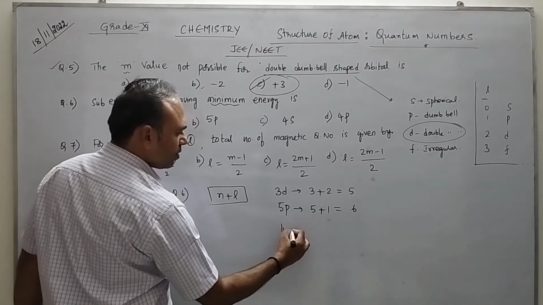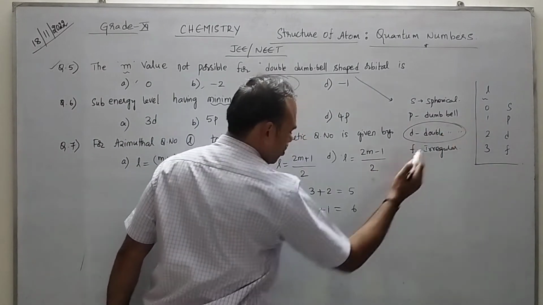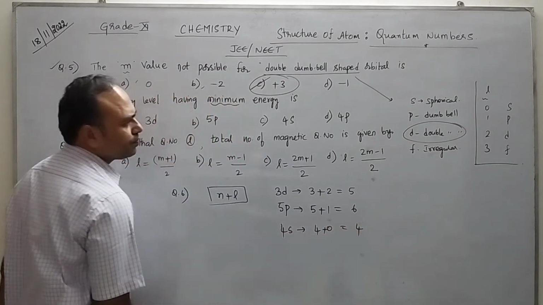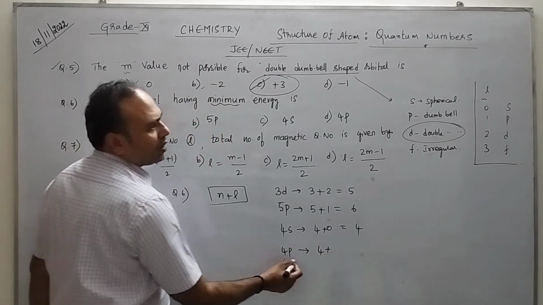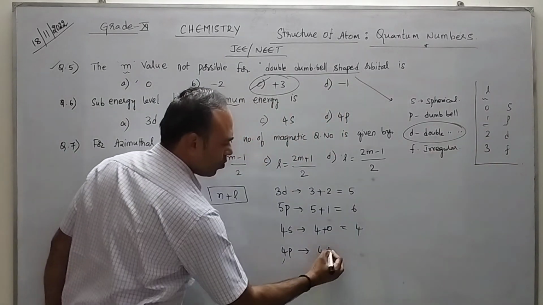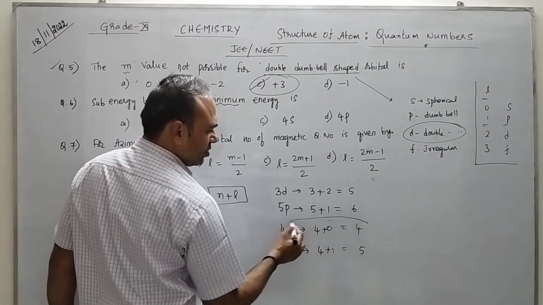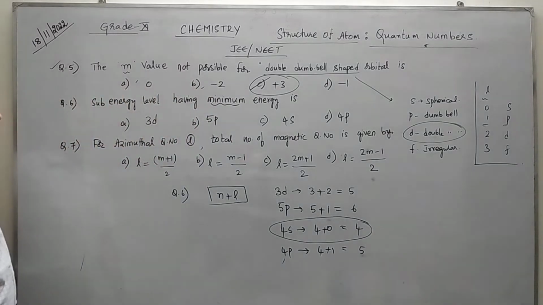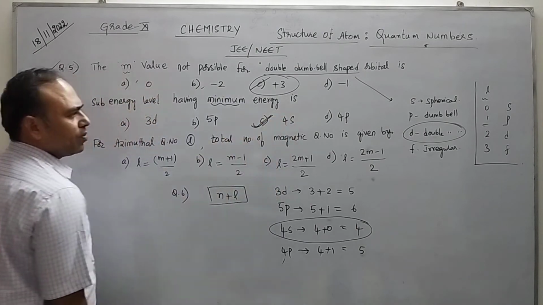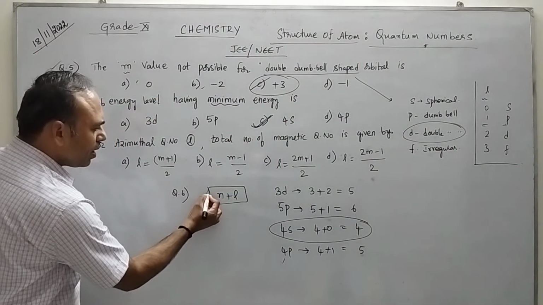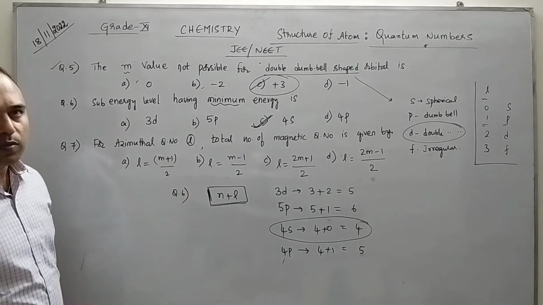Next comes 4s. The n value is 4. And what is the value of s? 0. 4 plus 0 we get 4. Last one, 4p. The n value is 4. And what is the value of L? 1. 4 plus 1 is 5. Now we can say that the least one is n plus L equal to 4. Hence minimum energy is the 4s orbital. Hope you are able to understand. Very simple. The energy of an orbital can be calculated by using n plus L values.